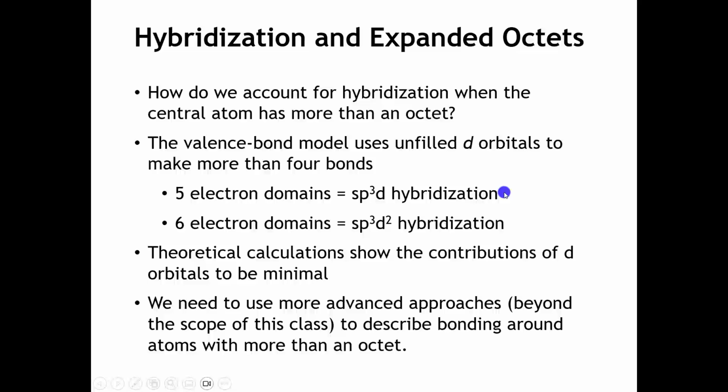What that means for you is that we're not going to talk about hybridization at atoms that go beyond the octet rule, that have more than an octet of electrons. To do that, you really need molecular orbital theory, which we'll touch on later, but not really in enough detail to cover molecules like this. So that's something that you'll have to wait until you get to a higher level chemistry course to get into.